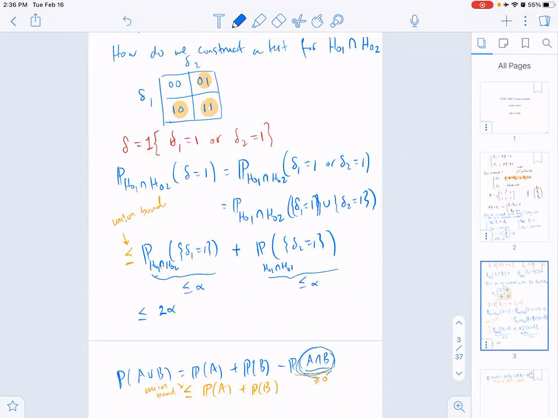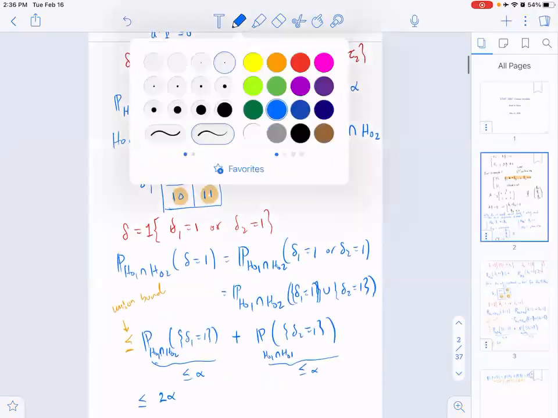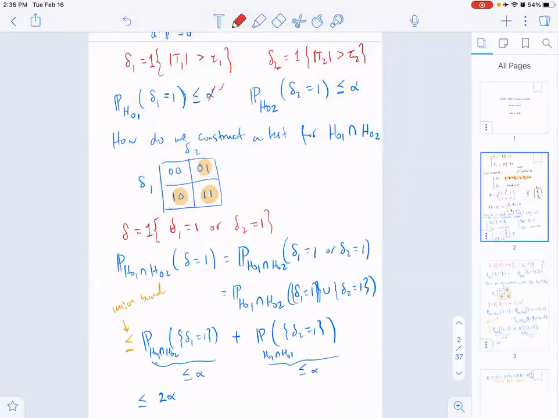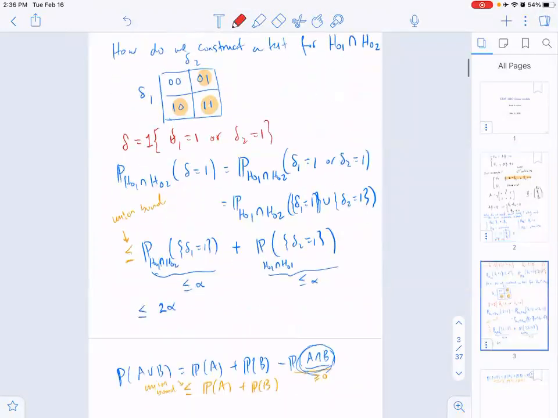Any idea how we can modify the original tests so that this becomes alpha? You can just change the original alpha to be alpha over 2, so then it's bounded by alpha. Great. So instead of testing the original ones at level alpha, I'm going to test them at level alpha over 2. So this would be alpha over 2, this would be alpha over 2, and this would be alpha.